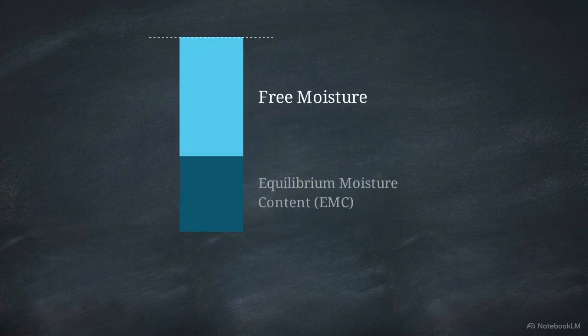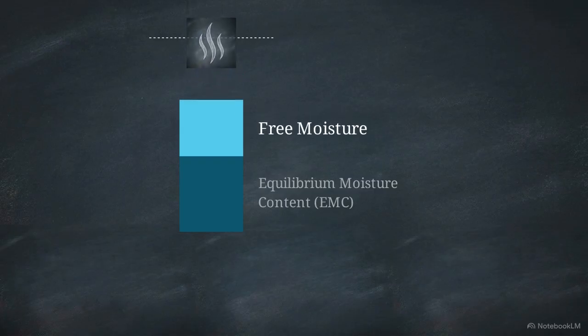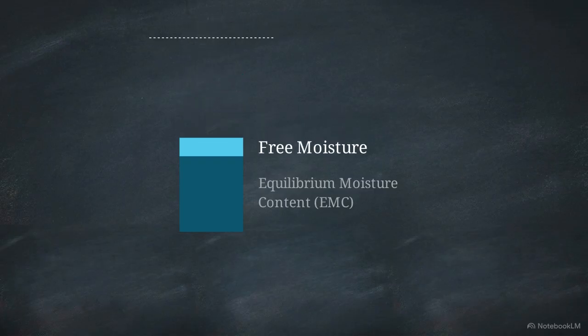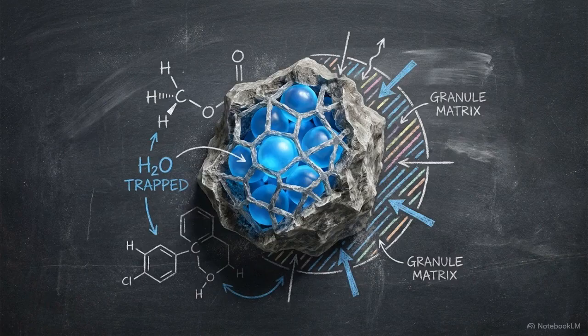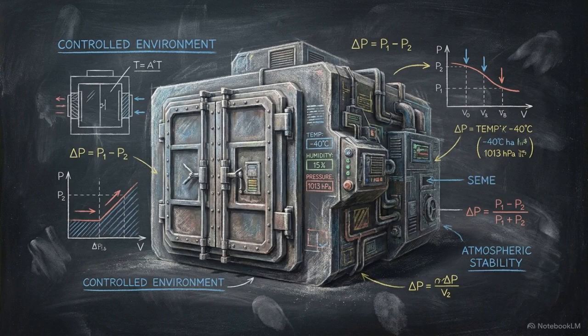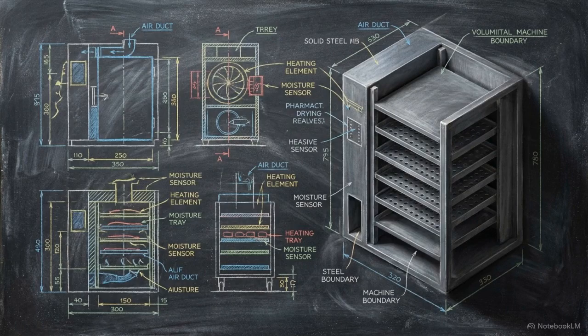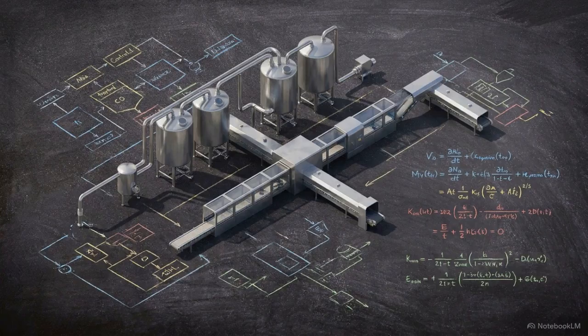Total moisture is categorized into two thermodynamic states. The first is free moisture, which can be evaporated under standard conditions. The second is the equilibrium moisture content, or EMC. The EMC is the steady-state moisture locked within the solid structure. It is impossible to remove through evaporation alone unless the ambient temperature and humidity are fundamentally altered. By anchoring our calculations to the dry solid mass and targeting the floor of the EMC, we can accurately model the kinetics of water removal from any pharmaceutical batch.